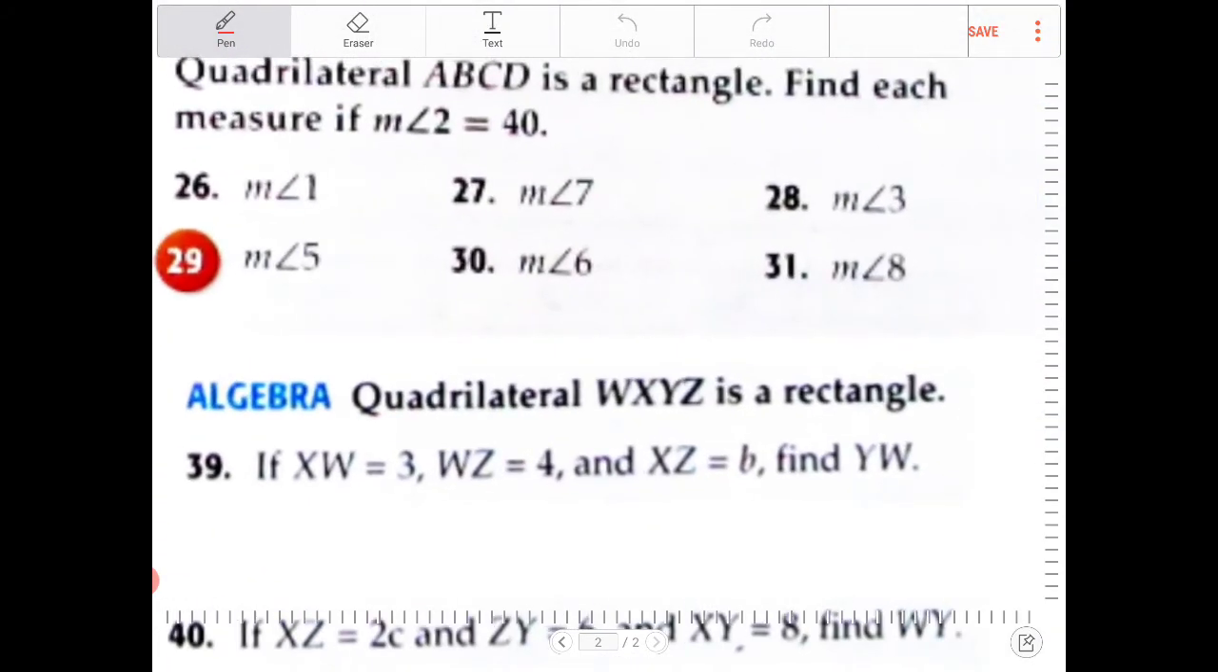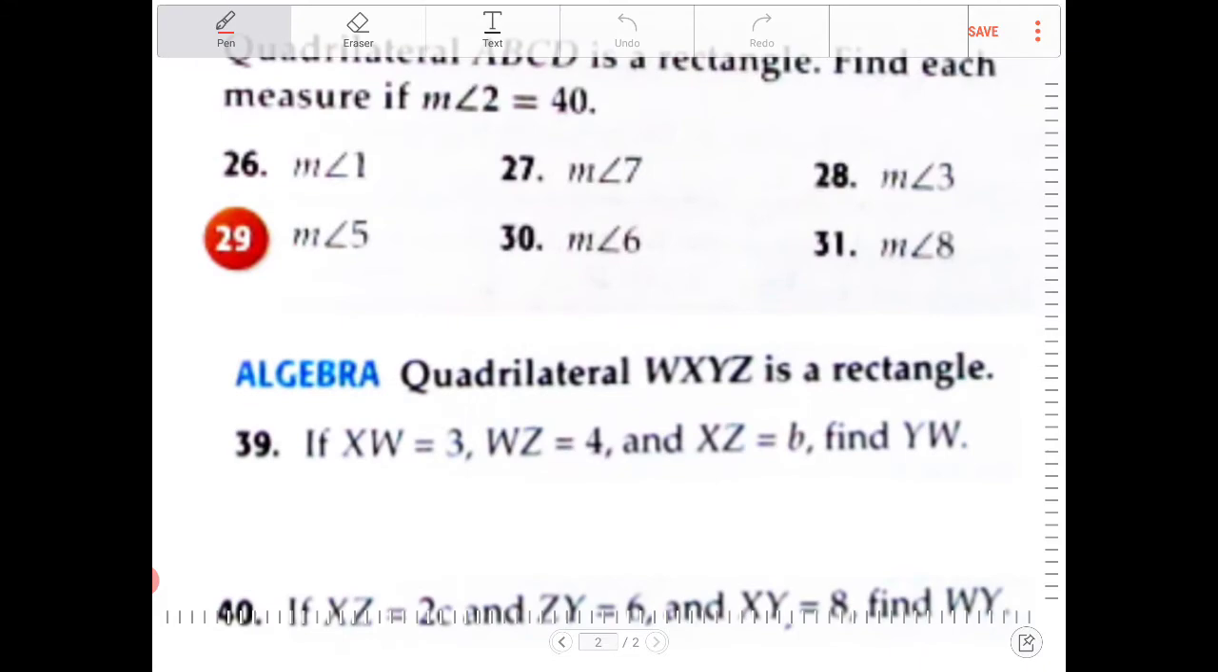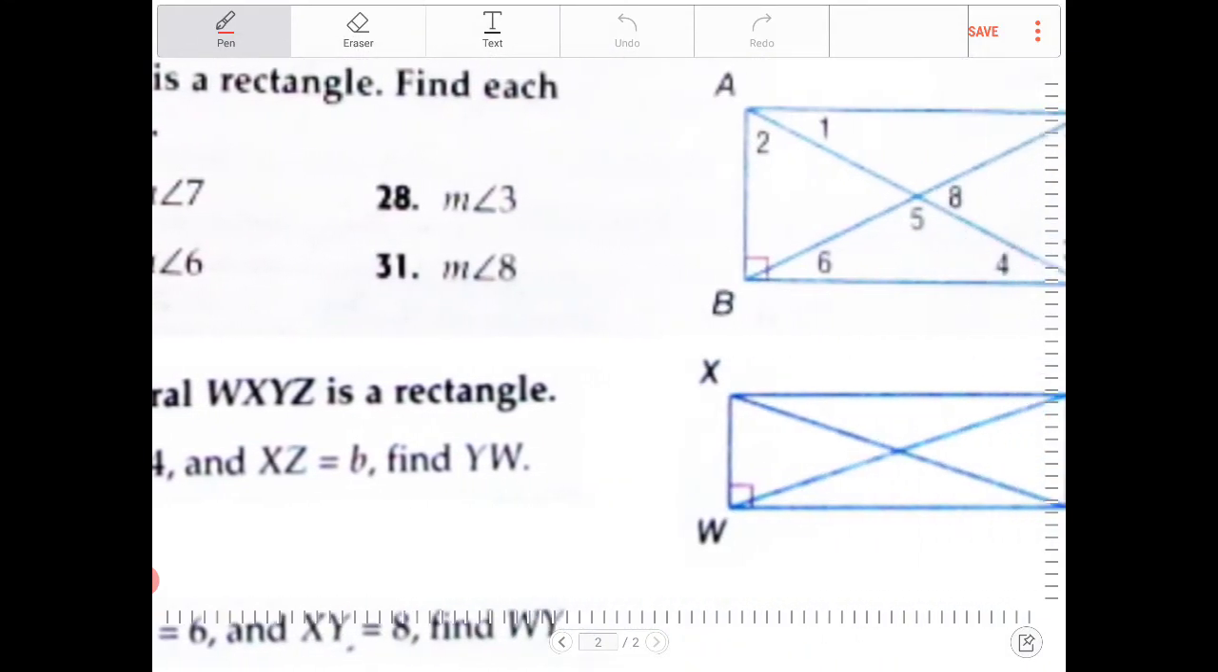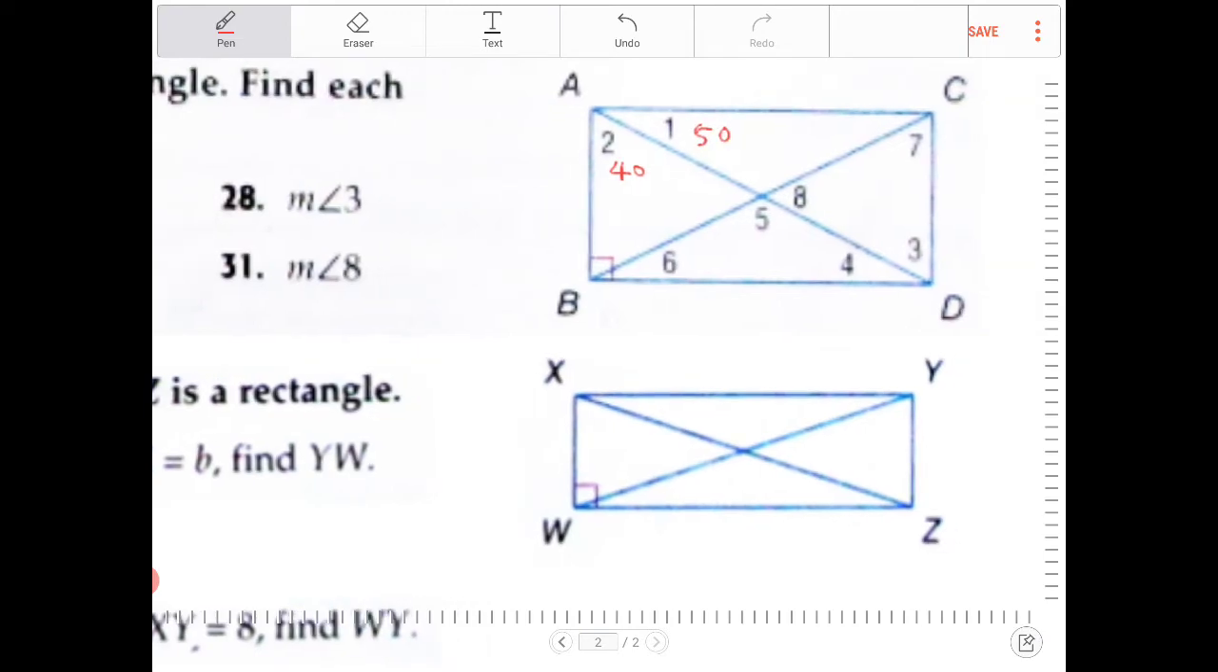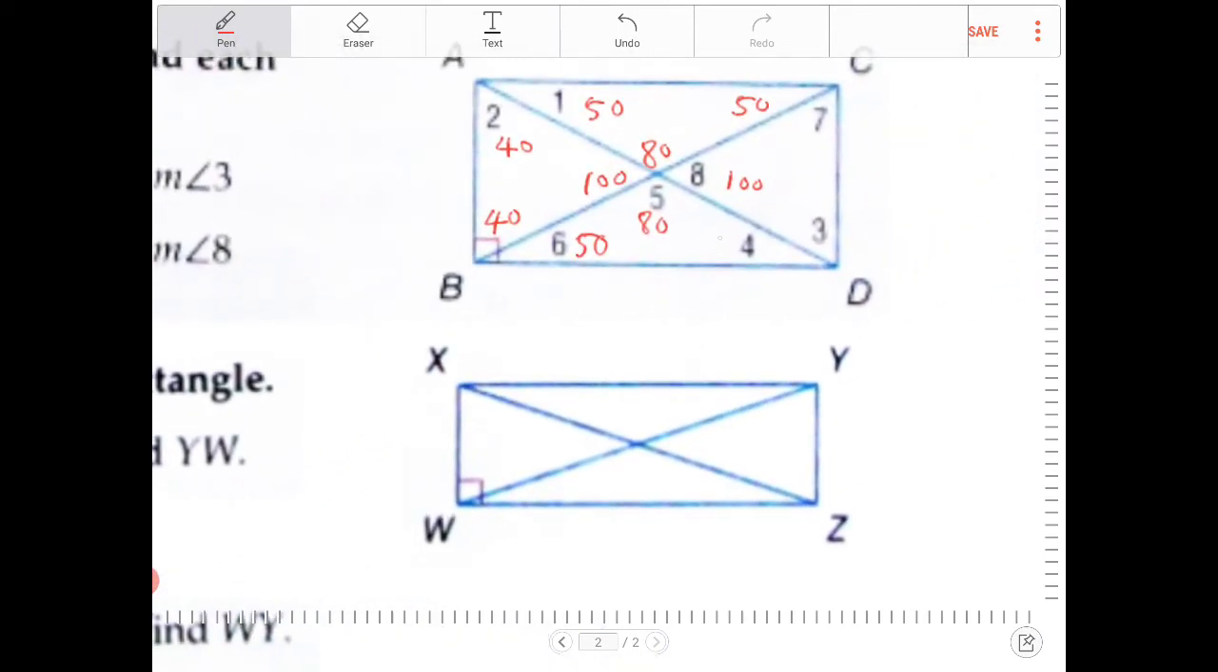Okay, moving on. Quadrilateral ABCD is a rectangle. Find each measure if angle 2 is equal to 40 degrees. So if this is 40 degrees, that means this is 50 degrees. And if that is 50 degrees, then this is 50 degrees, and that means this is 80 degrees, this is 80, this is 100, this is 100, that means this is 40, 50. It says that this is a rectangle, right? So all of these are going to have these angle measures.